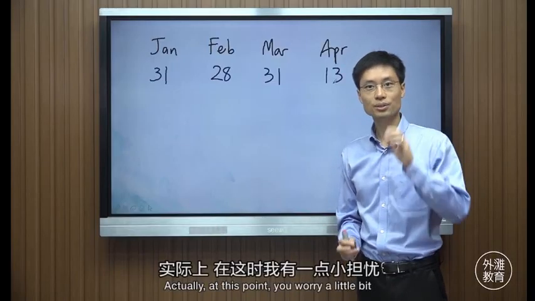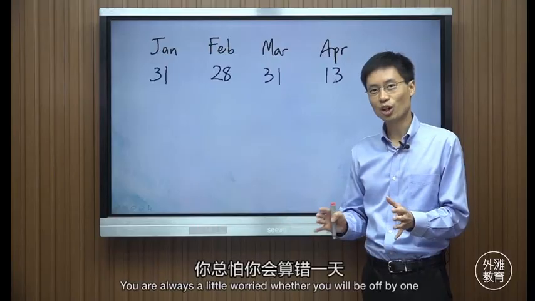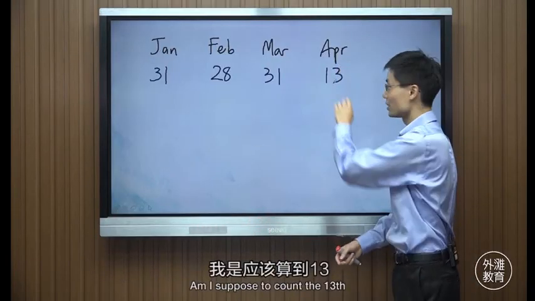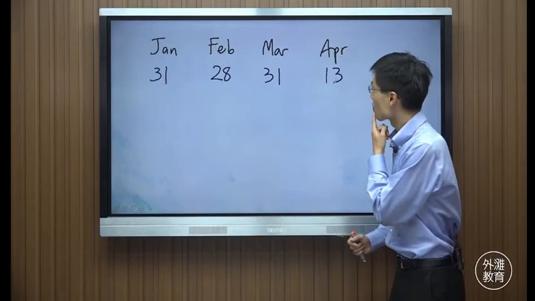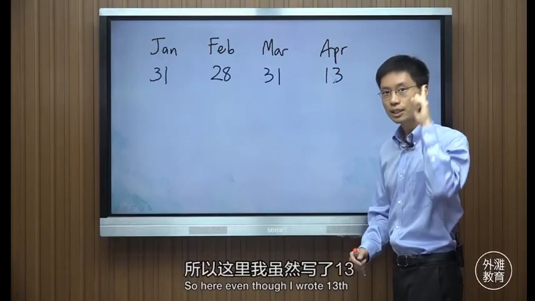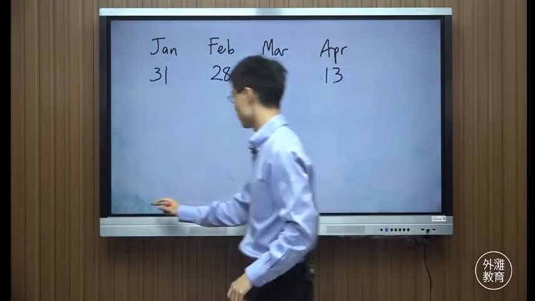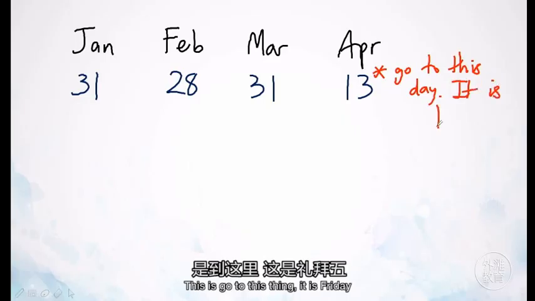Actually, at this point, you worry a little bit, because whenever you do this kind of question, you're always a little bit worried of whether you will be off by 1. Am I supposed to count the 13? Or am I supposed to go to 12? Or 14? So here, even though I wrote 13, let's remember, this 13th is the day I want to go to. Let me even write that down here. This is go to this day. It is Friday.